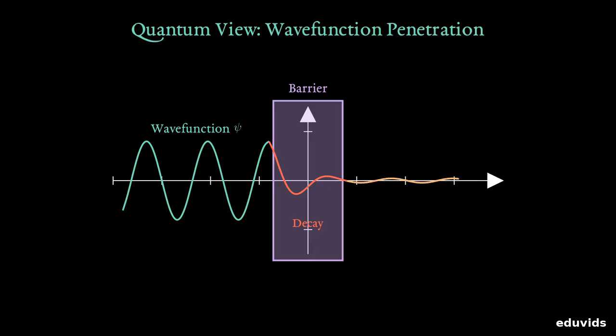Because the wave leaks all the way through to the other side of the barrier, a tiny fraction of it pops out on the far side. That means there is a small, non-zero probability that you will find the particle on the other side of a wall it had no business crossing. This ghostly behavior is called quantum tunneling.